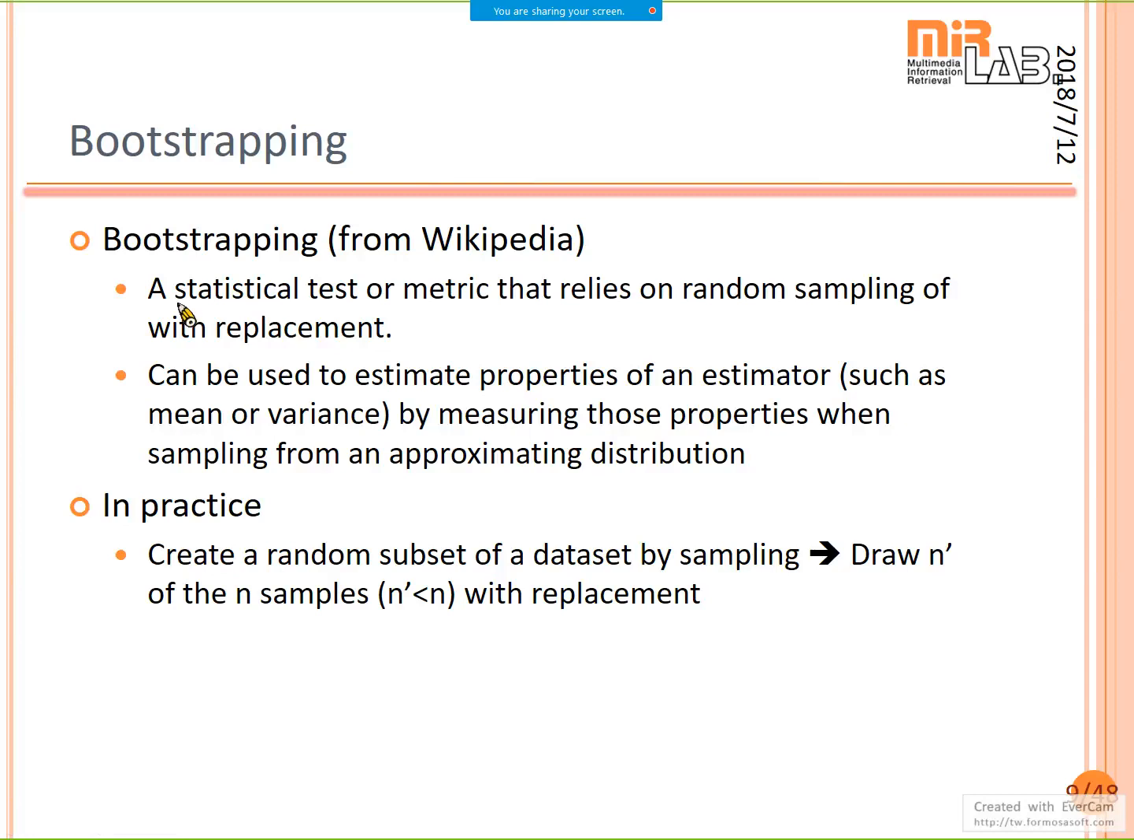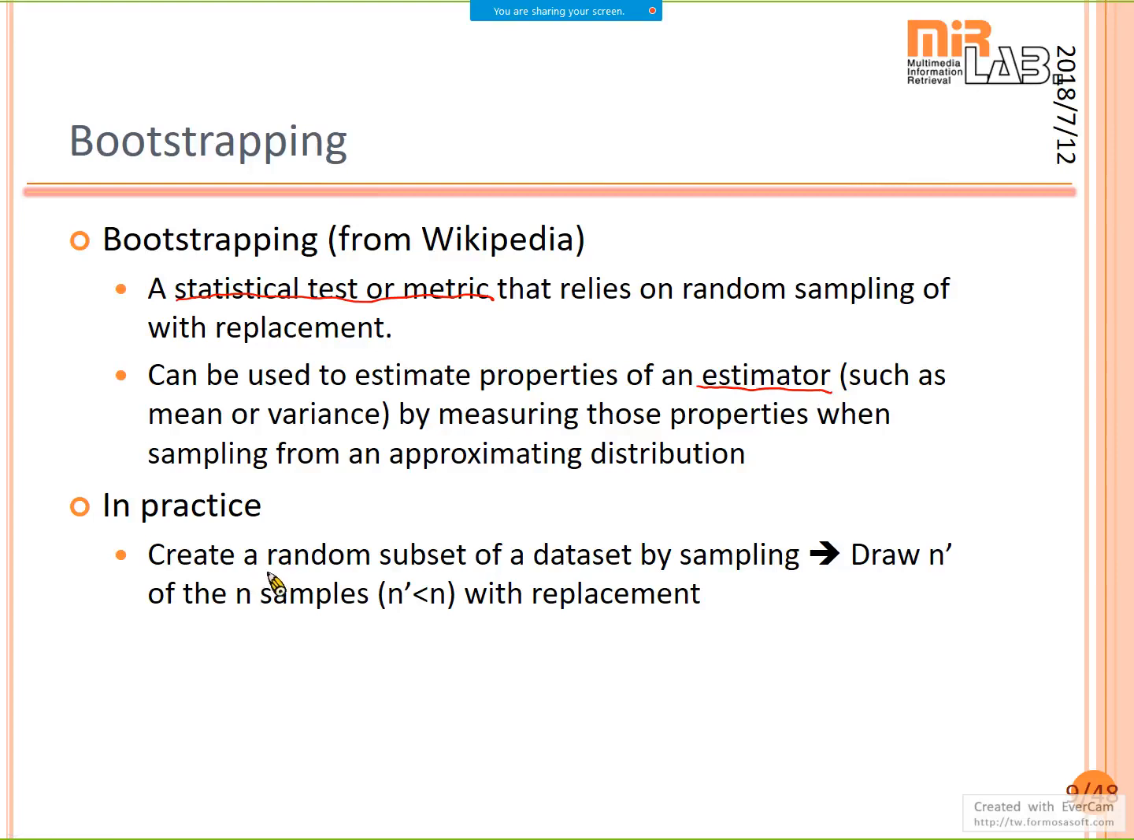Bootstrapping is a statistical test or metric that relies on a random subsample of the data with replacement. We can use the concept of bootstrapping to estimate the property of an estimate. When I say estimate, it's like the mean of a distribution or the variance of a distribution. So we can do resampling and measure the mean, and then we eventually can see the deviation from the true mean. So the concept of bagging is based on the concept of bootstrapping.